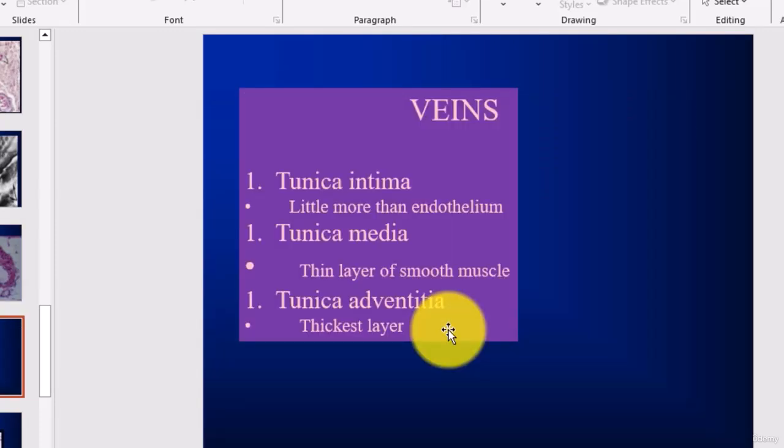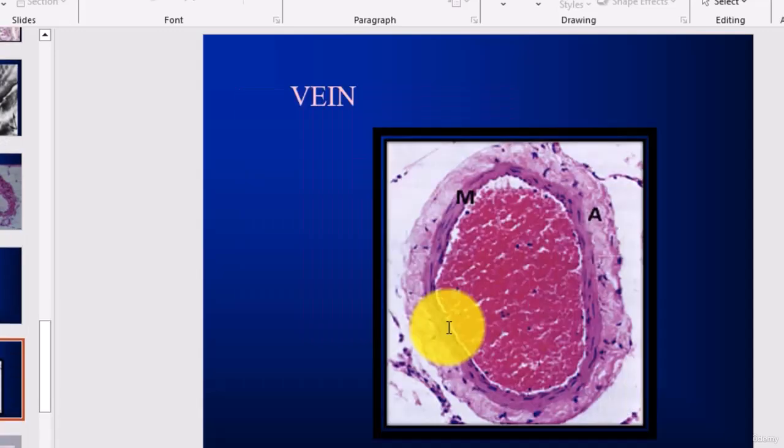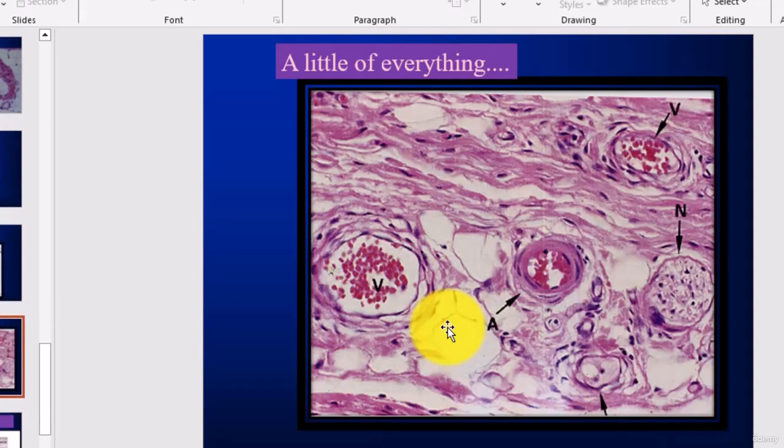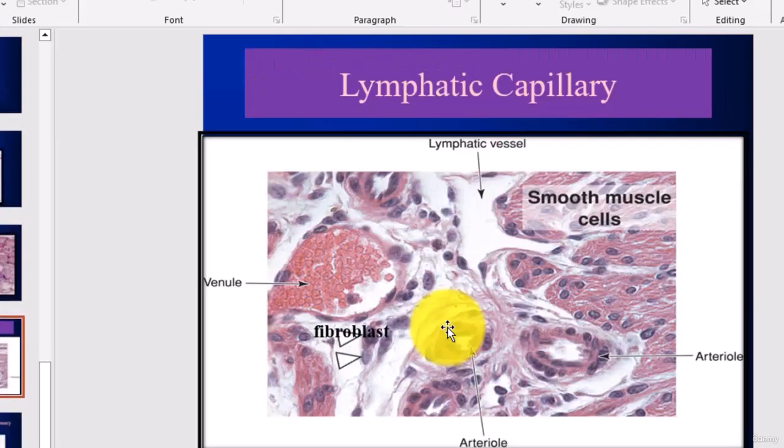Veins: tunica intima, little more than endothelium; tunica media, thin layer of smooth muscle; tunica adventitia, the thickest layer. Vein, a little of everything. Lymphatic capillary, smooth muscle cells, lymphatic vessels. Arterioles, venules.